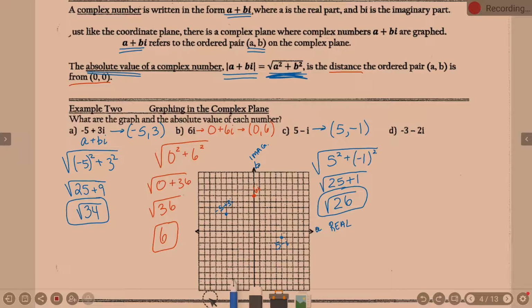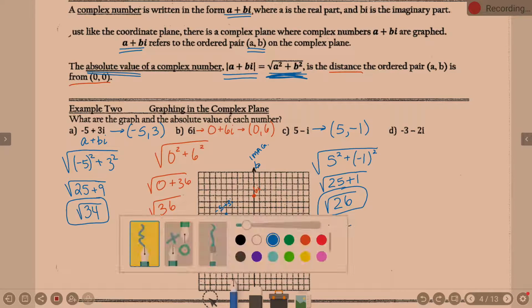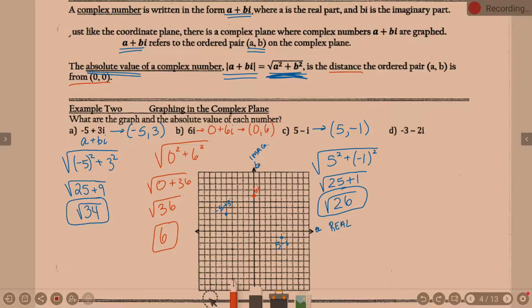Yeah, go ahead. Do I need to do this one? Not really, but sure, why not? Let's do it. What point did you graph? -3, -2? Yes. Where does a -3, -2 take me? You go to the left 3 and down 2. Left 3, down 2.